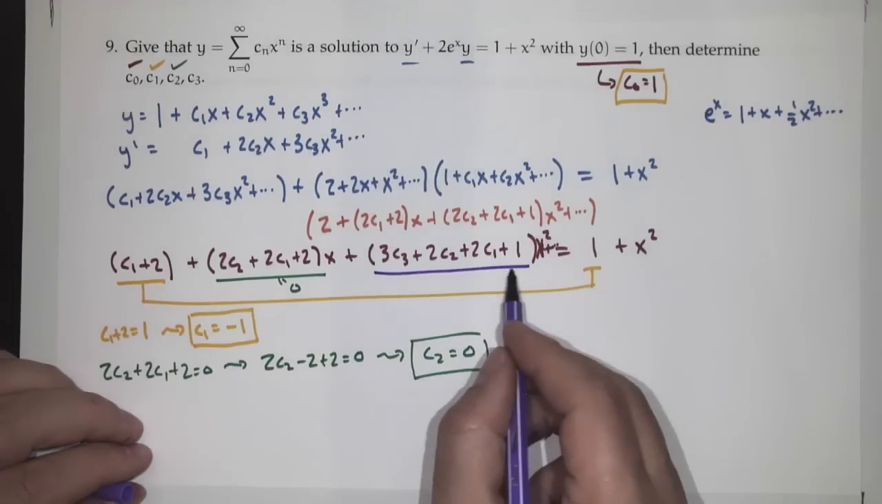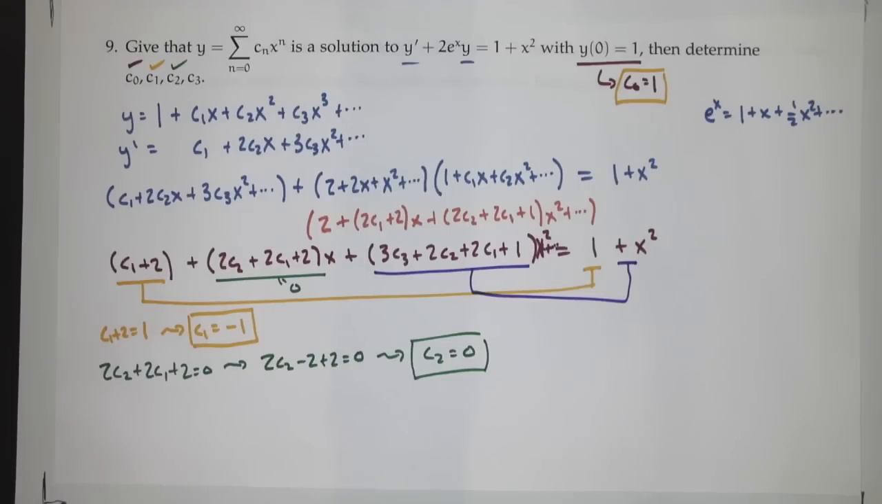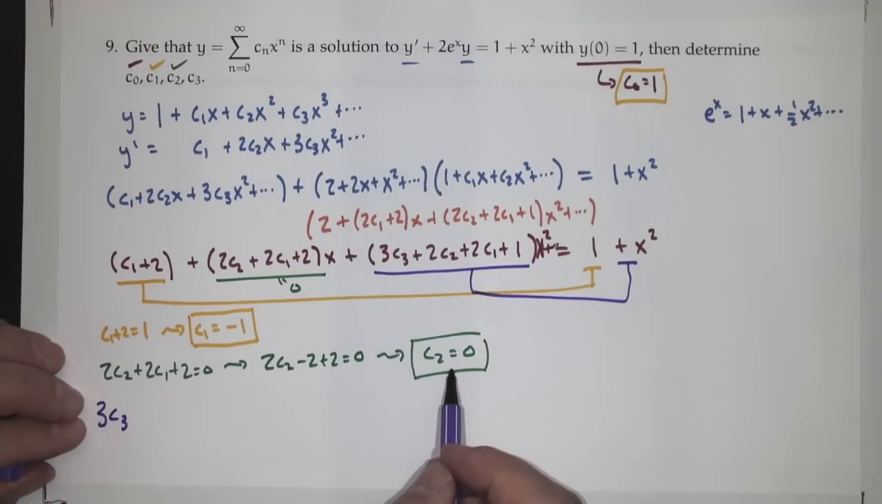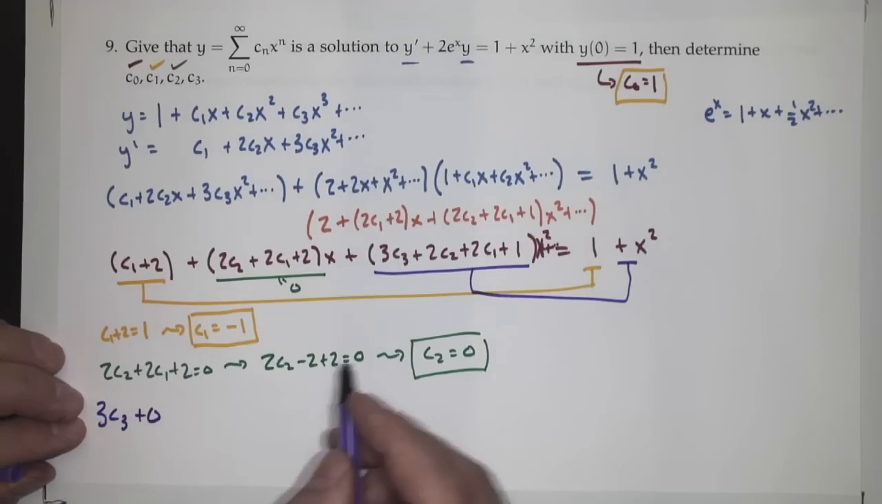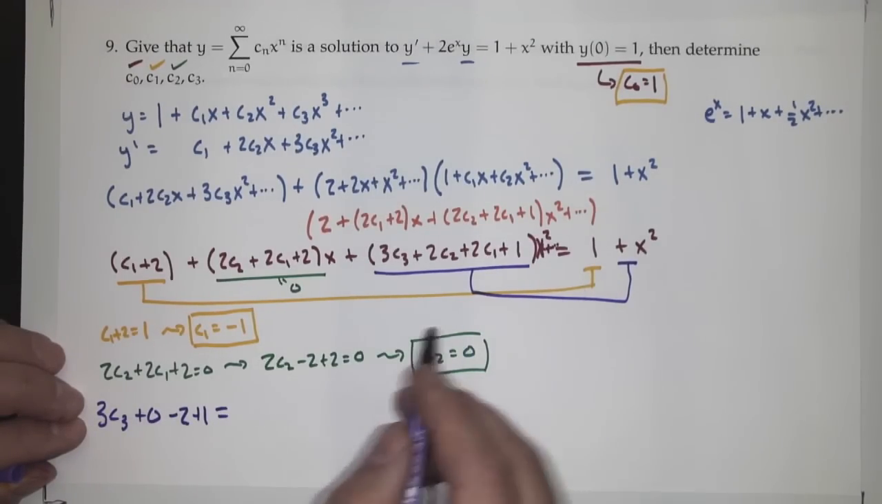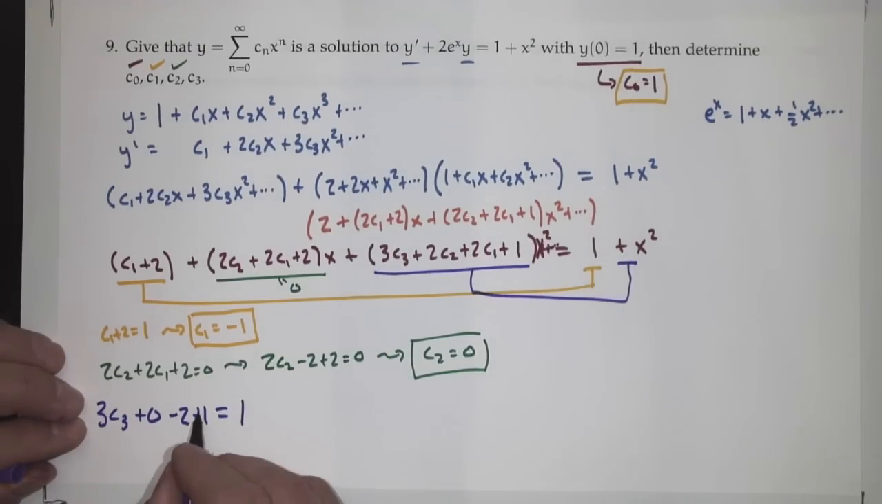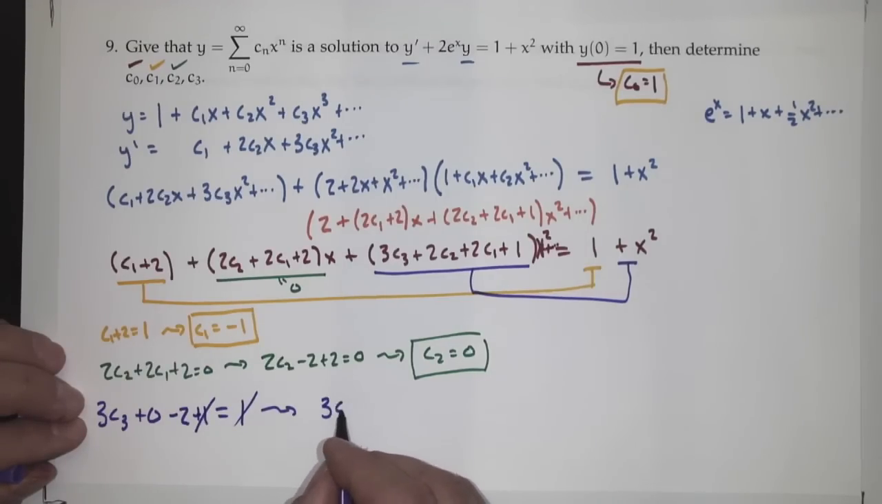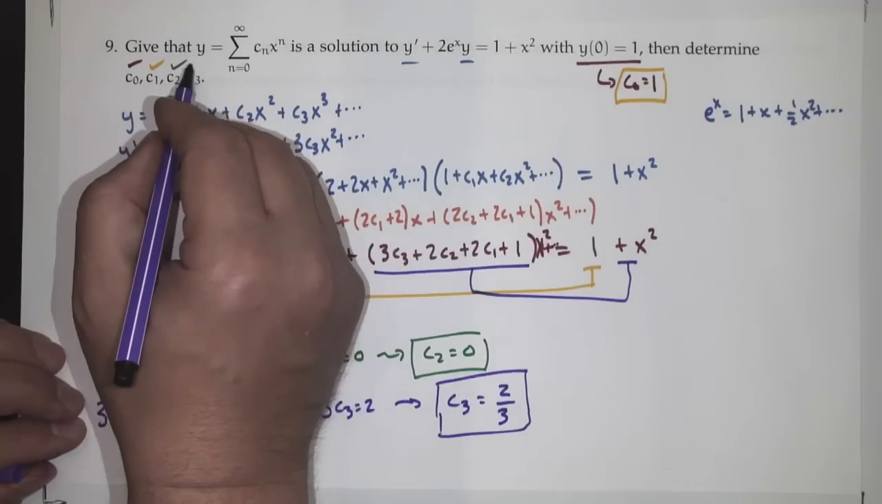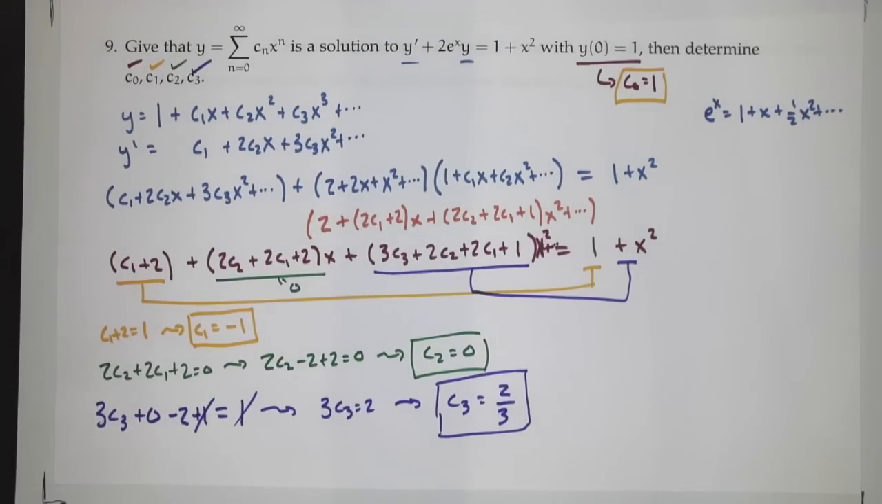Our last piece. So we have 3C3 plus 2C2. Well, we know C2 is 0. So plus 0 plus 2C1. We know C1 is -1, so that's -2 plus 1 has to equal, coefficient on the other side is 1. Well, the 1's cancel. We get that 3C3 has to equal 2. So C3 is 2/3. And now we found all our pieces.